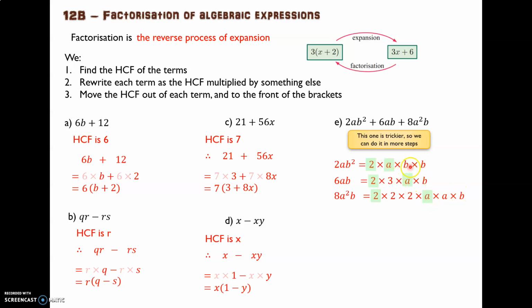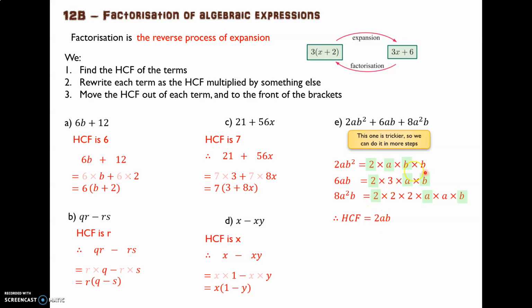Okay, now looking at the bits that I still haven't highlighted, b times b, 3 times b, 2 times 2 times a times b. What is common to all 3? What is in all 3 expressions? The b. I can't do any more because now, there's just a b left here and that doesn't appear in all the other ones. So that's as much as I can do. So the highest common factor is 2 times a times b, or 2ab.